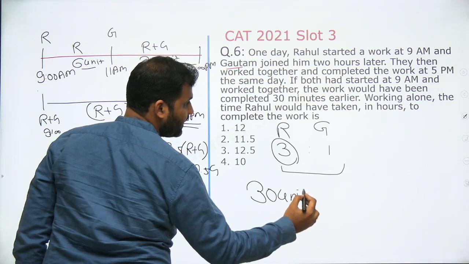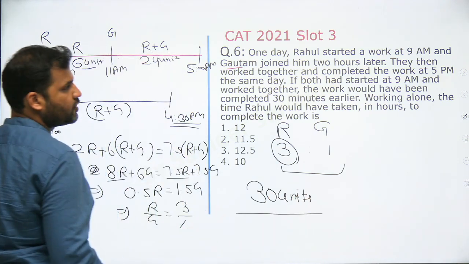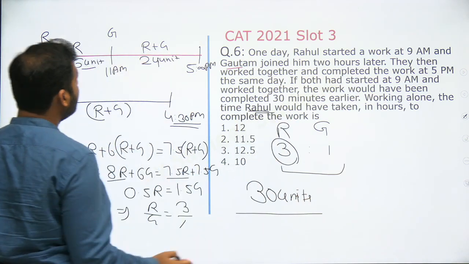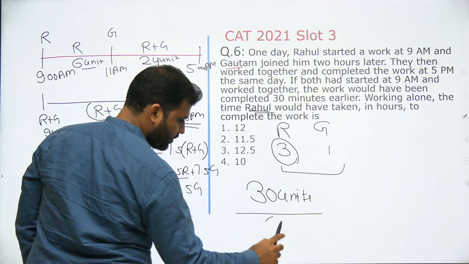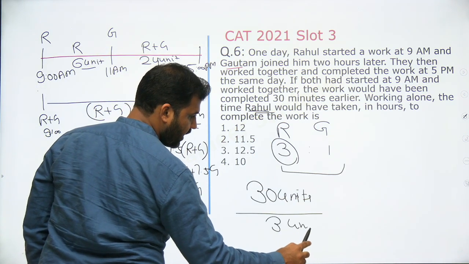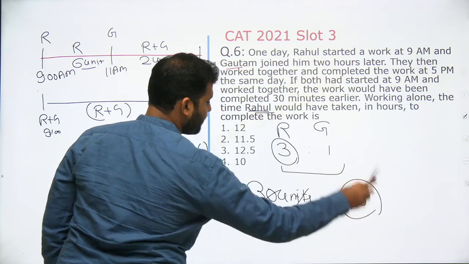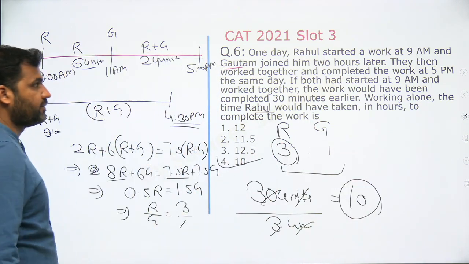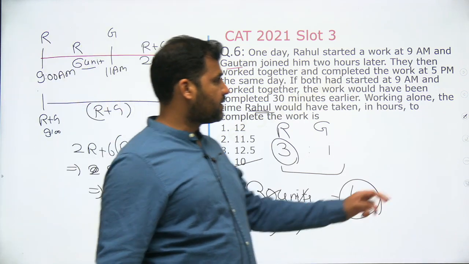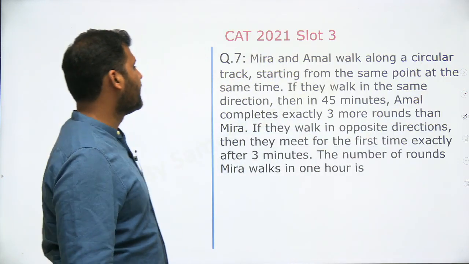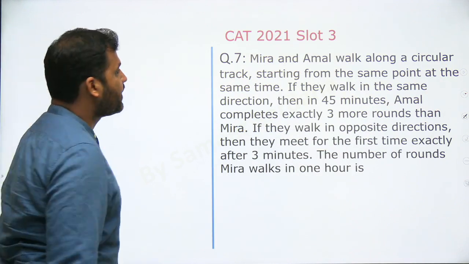Now, this total 30 units of work is supposed to be done by Rahul alone. Rahul is doing 3 units, so he can do the whole work in 10 days. So the answer to the question will be 10, which is option number 4. D would be the correct answer to the question. Easy, simple, logical, right? Here is the next question of time, speed and distance.